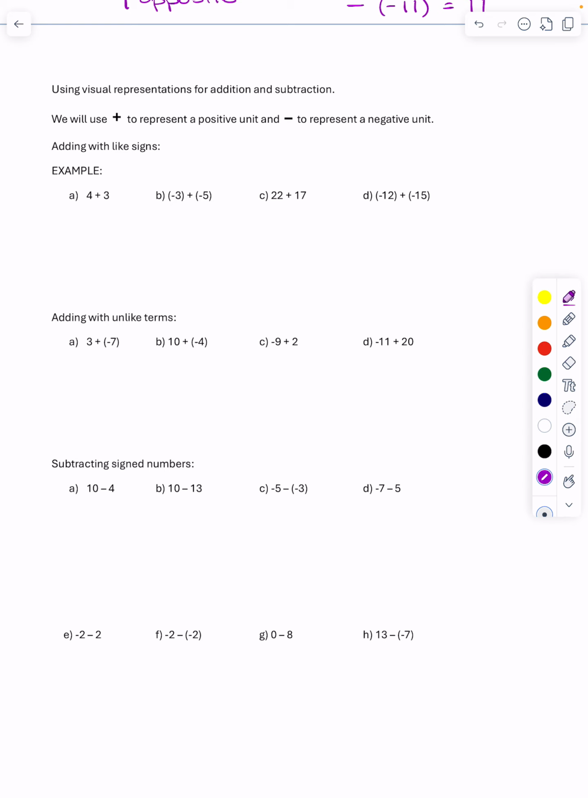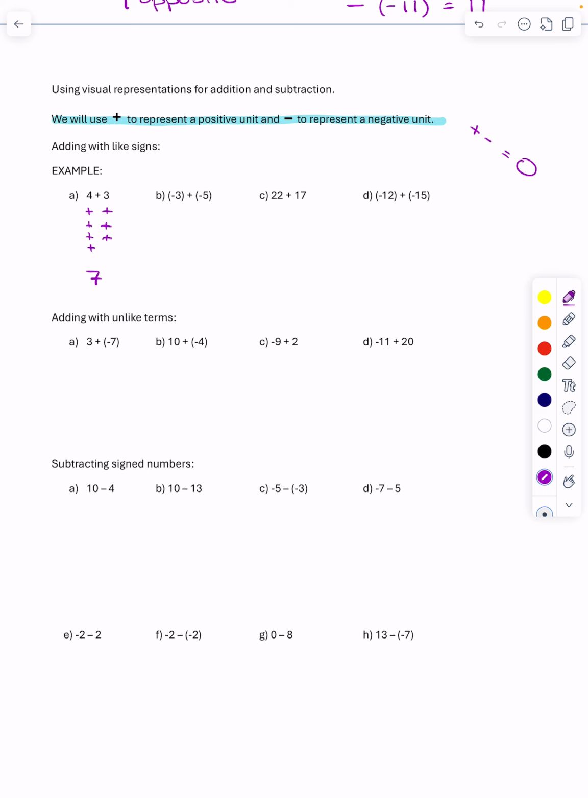So we're pretty okay with adding 4 and 3. I'm going to use this convention up here: a plus to represent a positive unit and a minus to represent a negative. With that, 1 plus and 1 minus is going to be a 0. If I go up 1 and down 1, they cancel out. I get a 0. So here I've got positive 4, plus 3 more positives. I end up with 7 positives total.